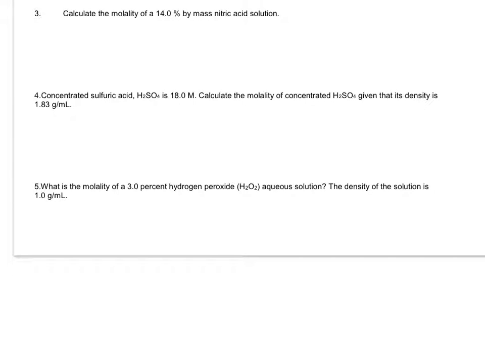In this next solution problem, we want to determine the molality of a nitric acid solution given that it's 14% by mass. Okay, so the way that we can interpret the 14% by mass is there's 14 grams of nitric acid per 100 grams of nitric acid solution. And what we're asked to calculate is the molality, which would be moles of nitric acid over the kilograms of water.